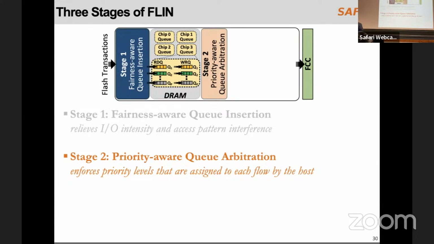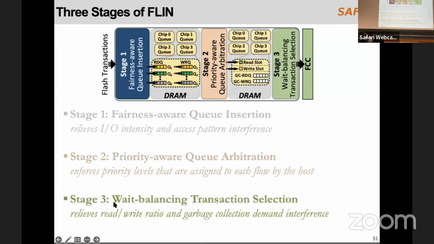In NVMe protocol, if a process needs more priority, it can communicate or convey that to the SSD essentially. So there should be some scheduling technique that also considers that different flows can have different priorities. Stage 2 is for that, to enforce priority levels that are assigned to each flow by the host.